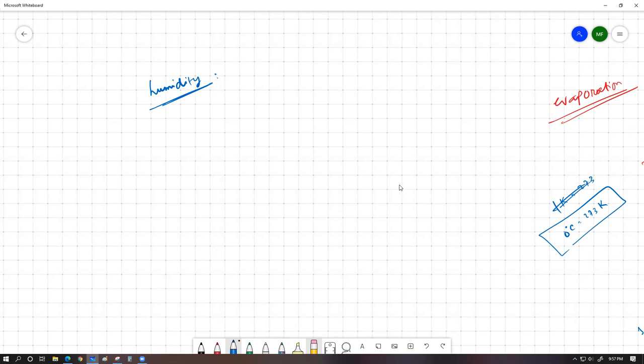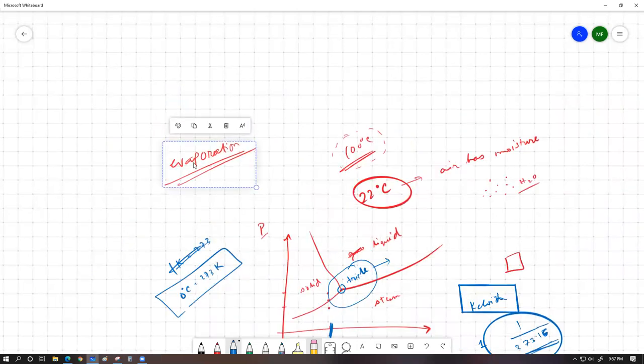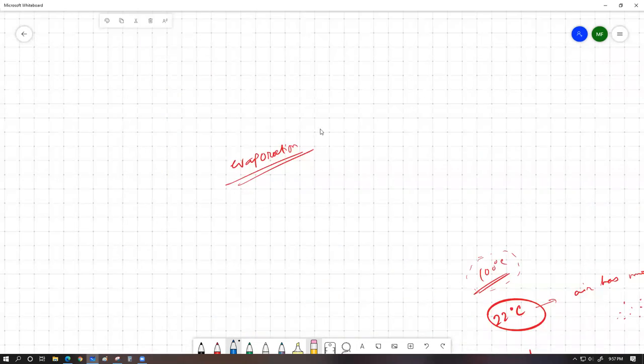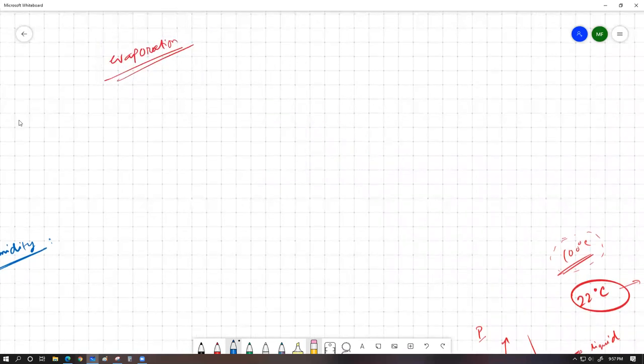First of all, if I go back to evaporation, can I take all of it? Yes, beautiful. If I try to break down the definition of evaporation, there are multiple parts to it. First of all, evaporation should happen from the surface and surface only. Only high energetic particles can make evaporation, and then it produces cooling.